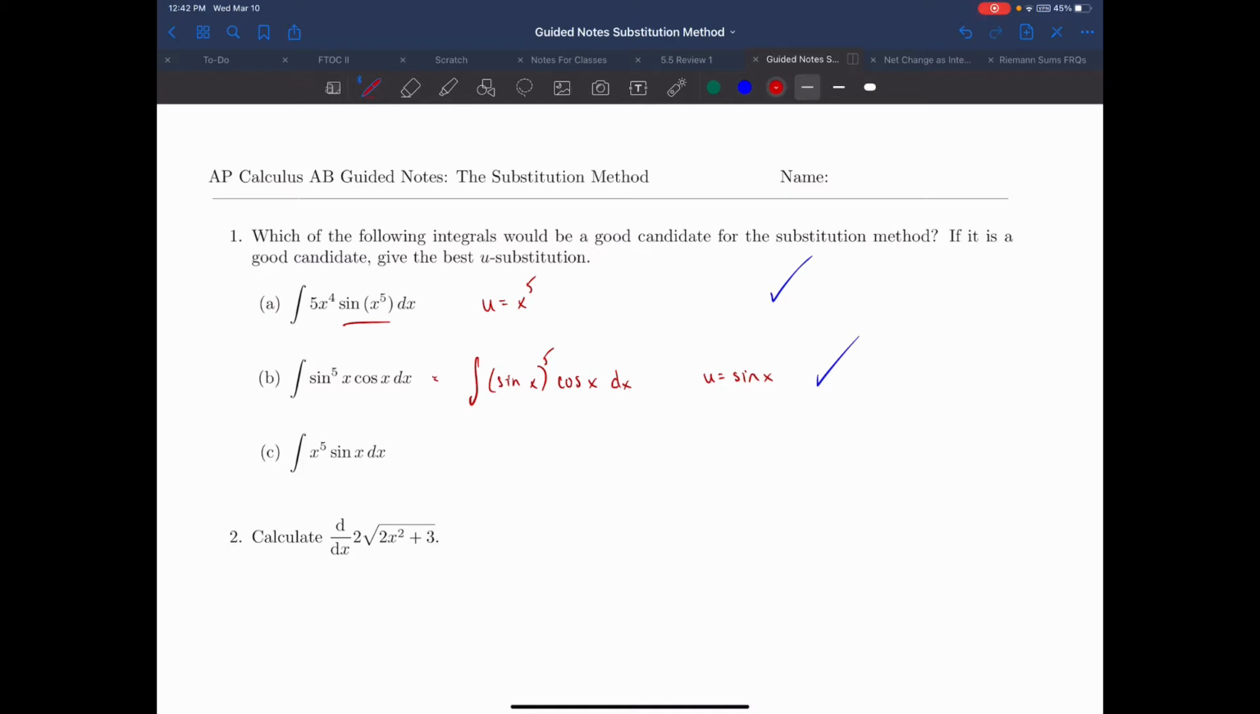So let's look at C, integral of x to the fifth times sine of x dx. Well, if I say that u is x, the derivative of x is 1, so that's not really going to help me. If I say u is x to the fifth, then its derivative, 5x to the fourth, is nowhere in that problem. Same thing with sine. There's no cosine, so this would not be a good candidate for u substitution. We have to use different methods for that one. And so part of the problem is just recognizing what the u substitution is.